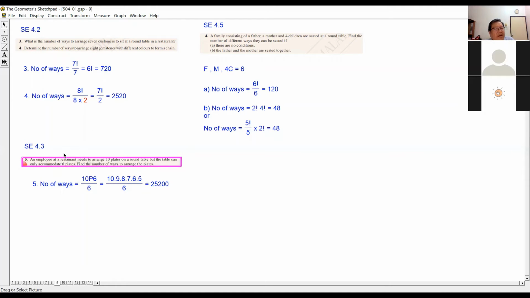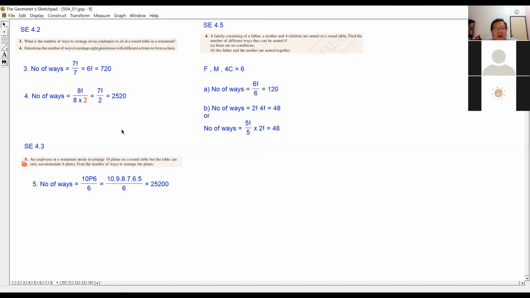Next one, you read the question number 5. An employee at a restaurant needs to arrange 10 plates on a round table, but the table can only accommodate 6 plates. Find the number of ways to arrange the plate. This one how? There are more plates that can be put on the table. You have 10 plates. You only want to put 6 of them. So this one, they have 2 conditions there. The first condition is you permutate n permutate r. But n permutate r and you have to permutate them in a circle, right? So how to do this?